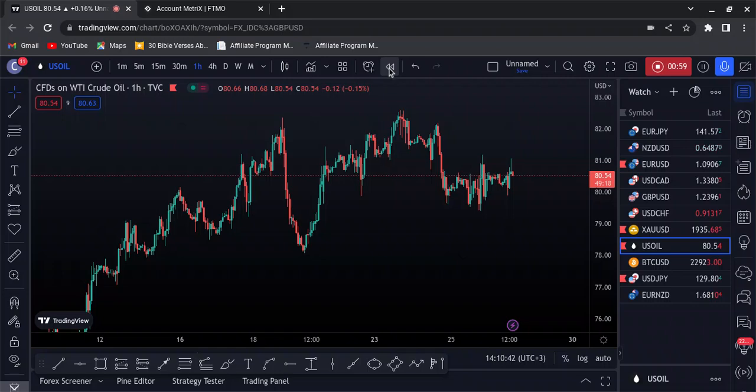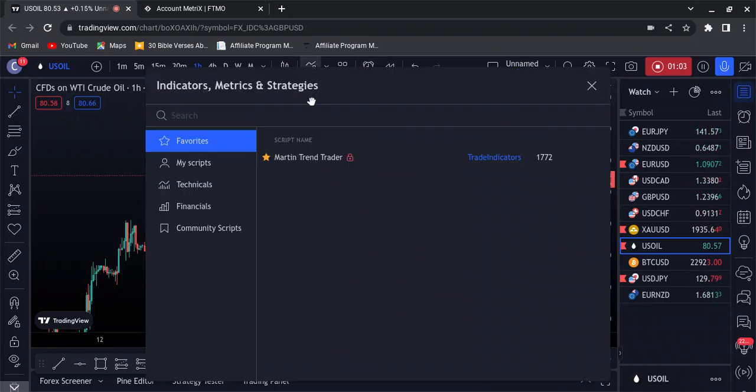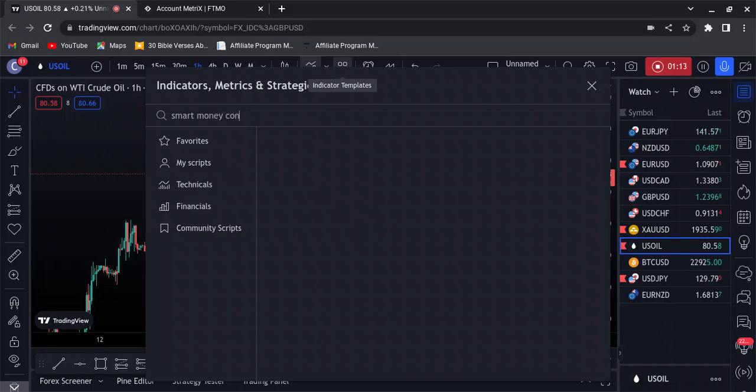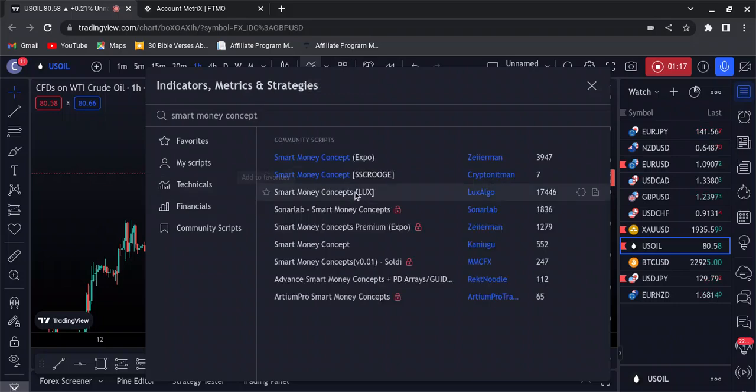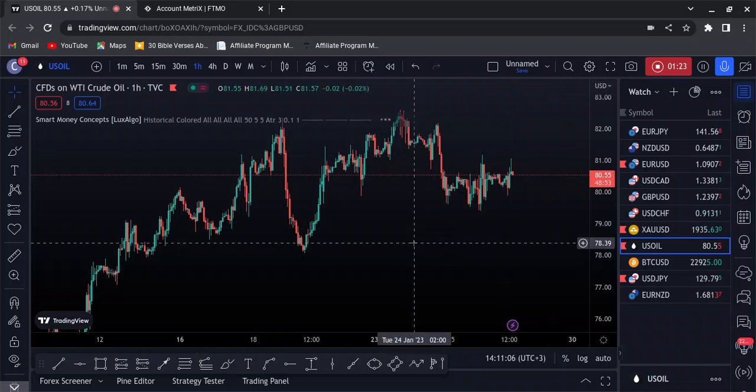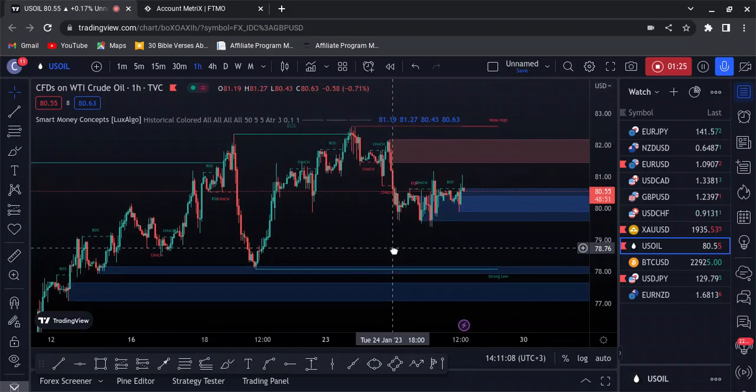It's an indicator from LuxAlgo. The indicator is called Smart Money Concepts by LuxAlgo. You want to go and type in Smart Money Concepts by LuxAlgo. So this is it here. Once you click on it, it should come onto your chart, and boom.